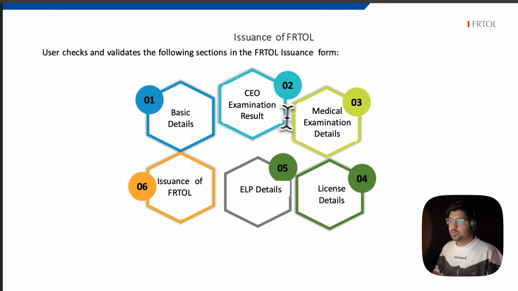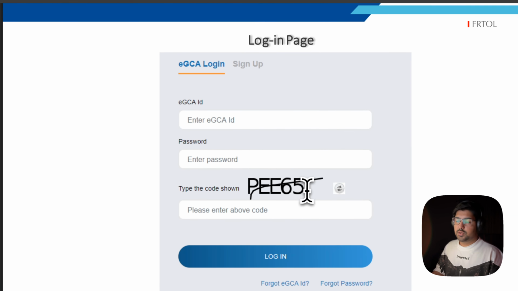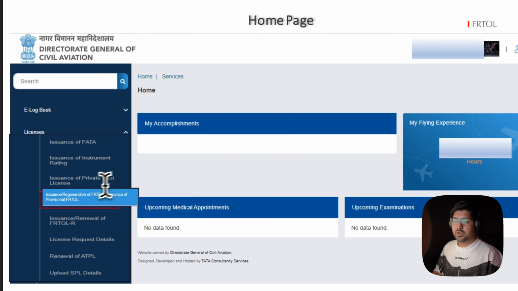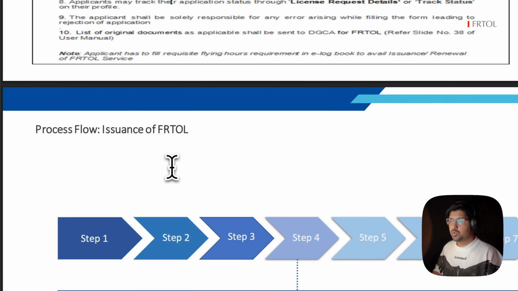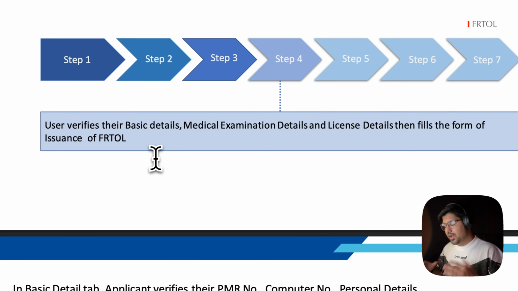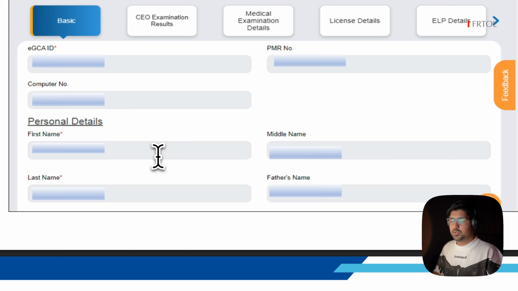We'll broadly go through these chapters right here: basic details, CEO examination, medical examination, issuance of FRTOL, ELP details, license details. Okay, step 1, obviously we'll log in first. Go on the sidebar and search for issuance/regeneration of FRTOL. Click on it. You'll see an instruction page. Go through it. It's important. Avoid as many mistakes as you can. It will save you time, guys. Go through these instruction manuals, user manuals. It won't take more than 5 minutes, honestly.